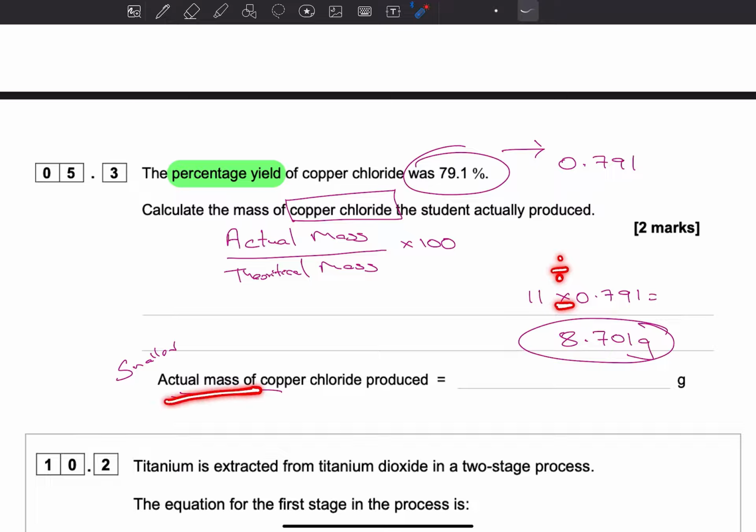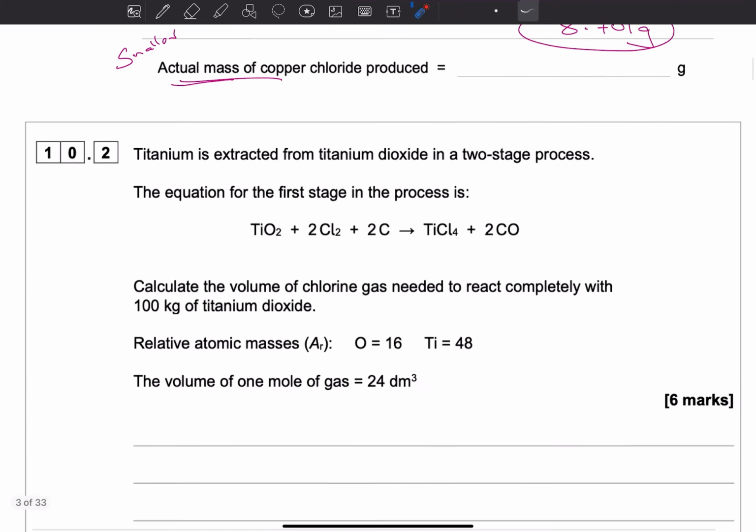You either go times or you go divide. Remember, actual mass is the smaller number, so whichever gives you the smaller number for the actual mass. If it was theoretical, then you need the bigger number, so make sure. So you either times or divide. You will always see. Okay, so 2 marks, simple.